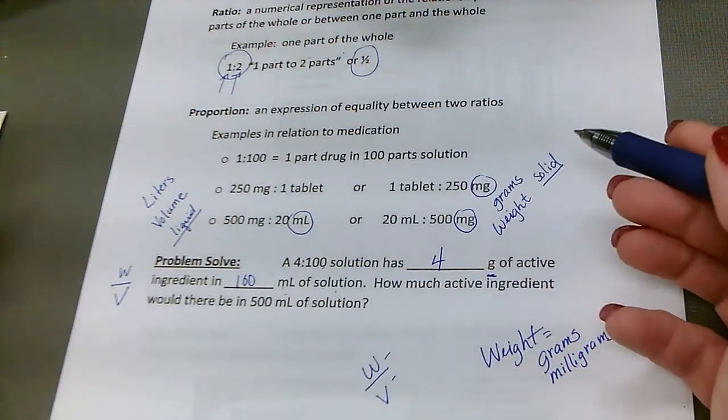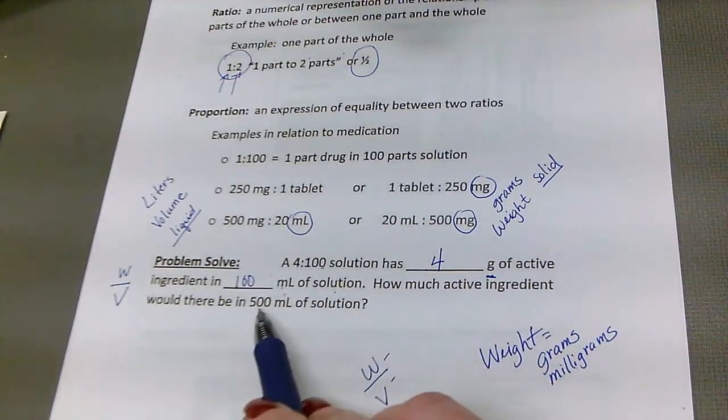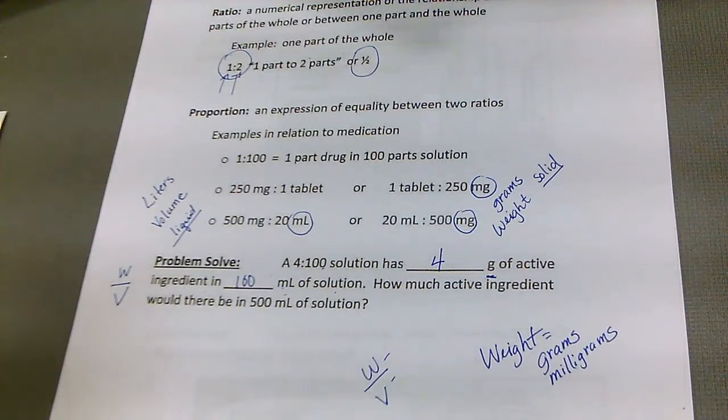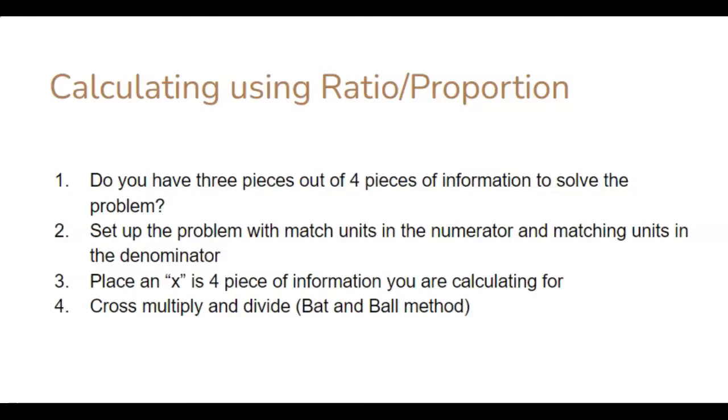So if our question says how much active ingredient would there be in 500 milliliters of solution, we can figure that out by the process of ratio proportion. But I want to give you a rule with ratio proportion. There's a few things you must know. When calculating using ratio proportions, do you have 3 parts out of 4 of the information to solve the problem? You need 3 pieces of information.